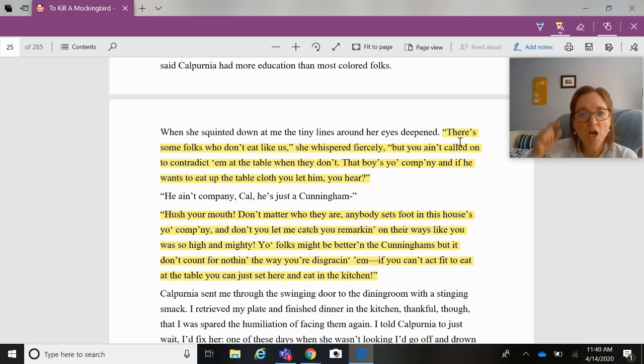He's just a Cunningham. Hush your mouth. Don't matter who they are. Anybody sets foot in this house is your company. And don't let me catch you remarking on their ways like you was so high and mighty. Your folks might be better than the Cunninghams, but it don't count for nothing the way you're disgracing them. If you can't act fit to eat at the table, then you can just sit here and eat in the kitchen. Calpurnia sent me through the swinging door to the dining room with a stinging smack.